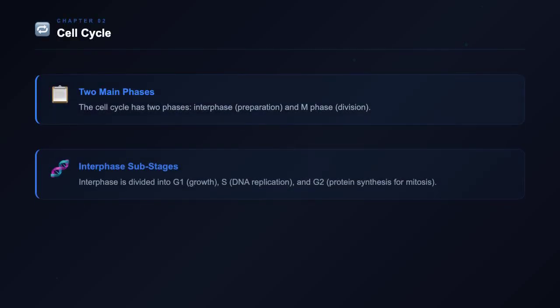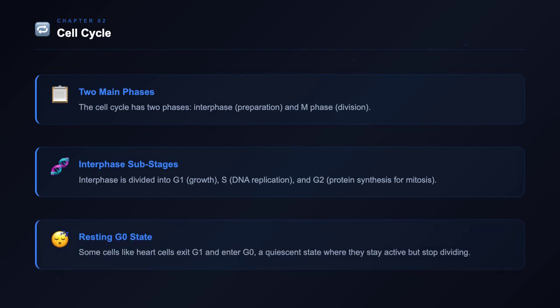The cell cycle is a sequence of events where a cell duplicates its genome and divides into two daughter cells. Cell growth happens continuously, but DNA synthesis only occurs during one stage. The cell cycle has two phases, interphase and M-phase. Interphase is the period between cell divisions, where the cell prepares for division. It has three subphases, G1, S, and G2.